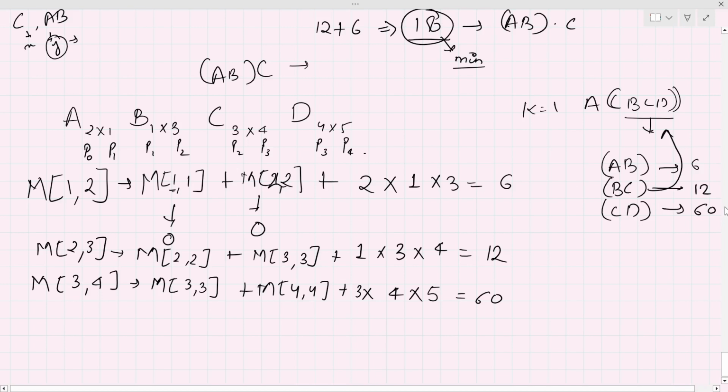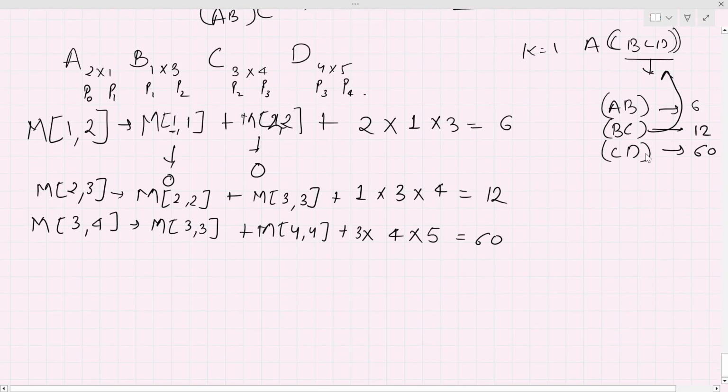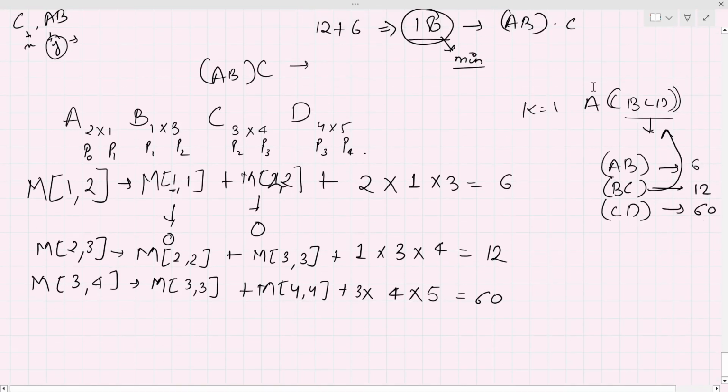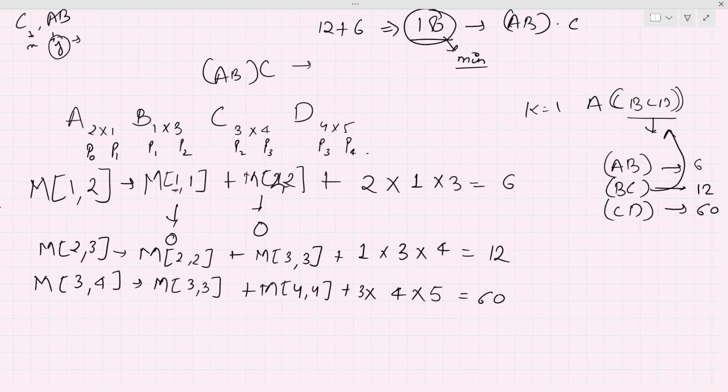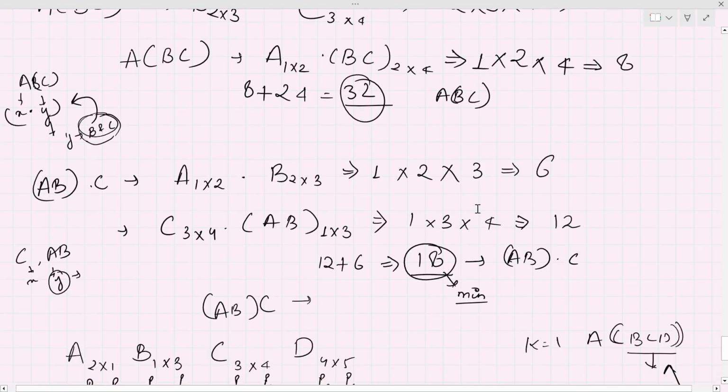Okay, so now we have found the sub problems, meaning we solved A, B, B, C, C, D. Now it's time to solve the other sub problem. Now we are able to solve these things. How can we solve this? Remember this: whichever gives the minimum value is the correct choice.